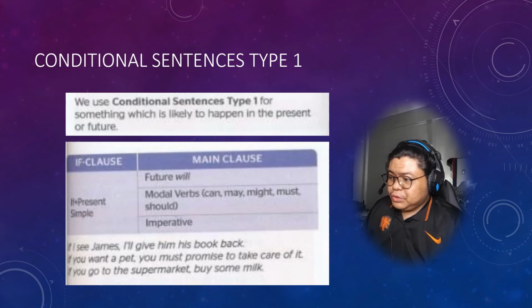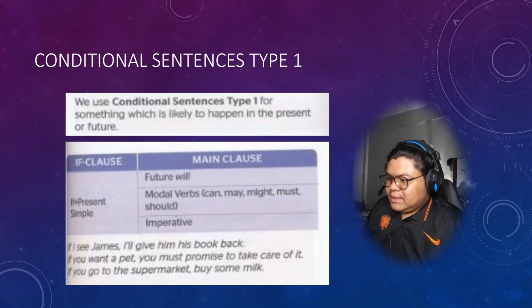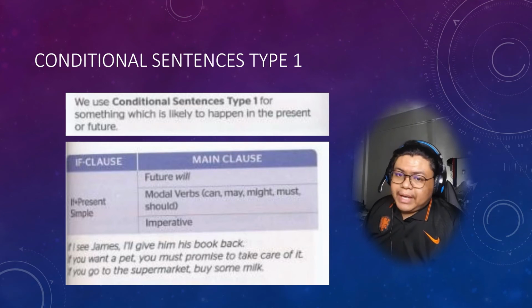Okay, so kita tengok contoh. Macam mana kalau ayat tu, if clause dia present simple, main clause dia future will. So contoh yang pertama tu, if I see James, I will give him his book back. Okay, so ayat yang pertama tu present simple, if I see James. Ayat yang kedua tu, the second clause is future will, I will give him his book back.